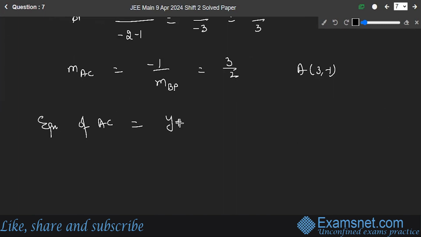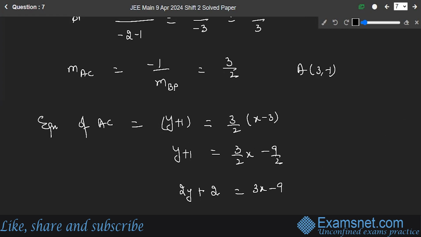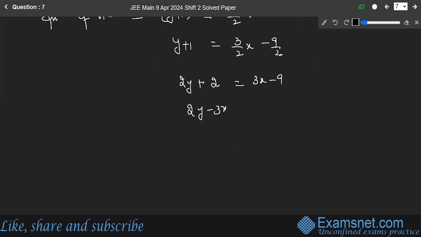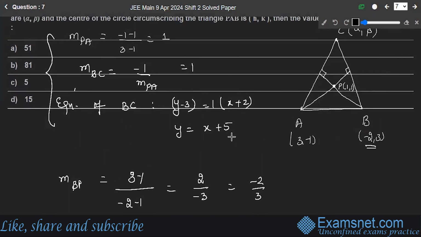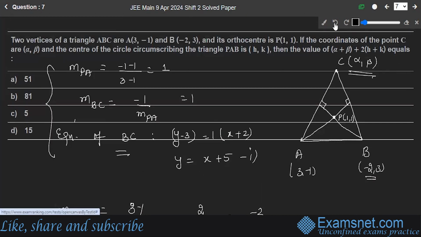This will be given by y plus 1 is equal to 3 by 2 times (x minus 3). So this is y plus 1 is equal to 3 by 2 x minus 9 by 2. Or this would be 2y plus 2 is equal to 3x minus 9. Or you have 2y minus 3x plus 11 is equal to 0. Let's say this is your second equation for AC, and this is your first equation for BC. Now let's find out the point of intersection C, that is alpha and beta, for both of these lines.